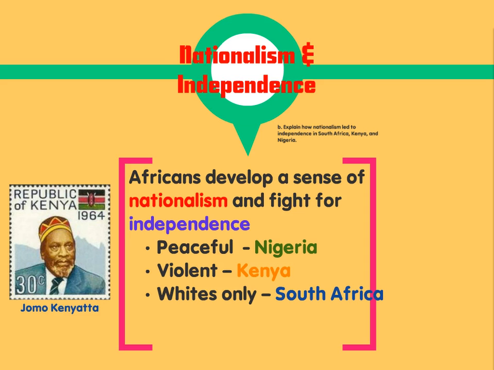In Kenya, independence from the Europeans, in this case the British, was achieved through a violent rebellion. And in South Africa, the independence movement there was led by the white Boers. So when South Africa became independent, it became an independent African country that was still run by white people.